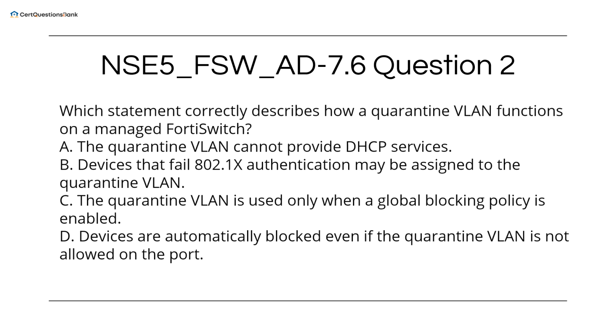Which statement correctly describes how a quarantine VLAN functions on a managed FortiSwitch? A. The quarantine VLAN cannot provide DHCP services. B. Devices that fail 802.1x authentication may be assigned to the quarantine VLAN. C. The quarantine VLAN is used only when a global blocking policy is enabled. D. Devices are automatically blocked even if the quarantine VLAN is not allowed on the port.